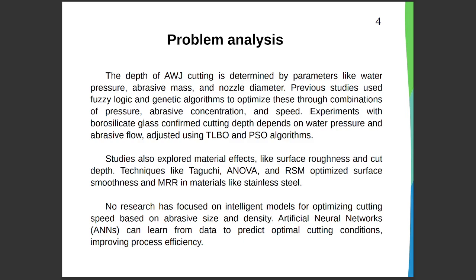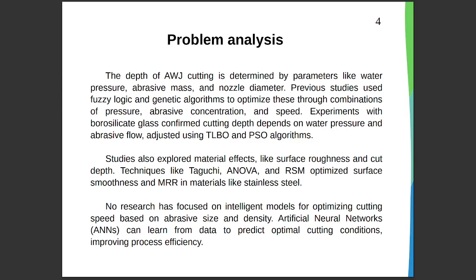Despite extensive research, no studies have focused on intelligent models for optimizing AWJ cutting speed with regard to abrasive particle size and density. An important challenge is the reuse of abrasives, which maintain hardness after multiple cycles but change in size and density. Intelligent modeling, particularly using artificial neural networks, can address this by continuously learning from data to predict the optimal cutting conditions for various materials.